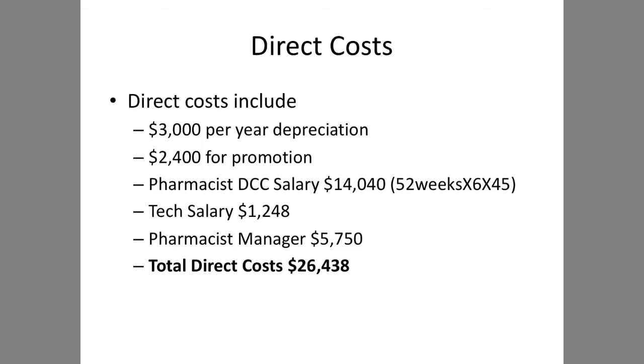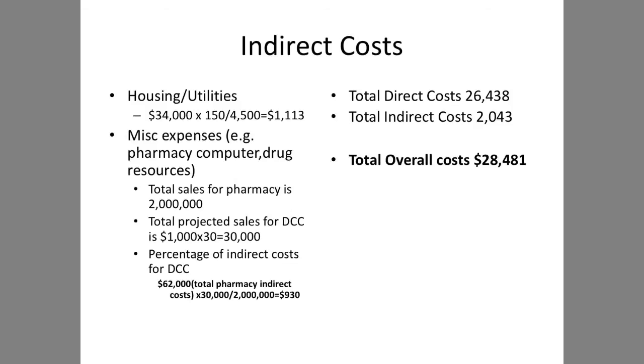So the direct costs include the remodeling, which we're going to depreciate at $3,000 per year. We're going to do some marketing. We have the direct pharmacist salary, about $14,000. We have the percentage that we're going to take from the tech salary, since we're going to devote 2 hours a week. We have the pharmacist manager. And so our total direct cost is around $26,438.